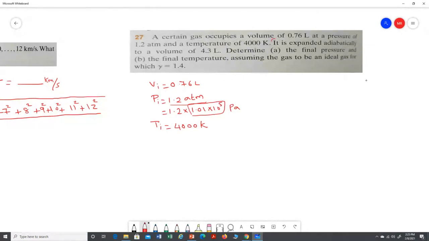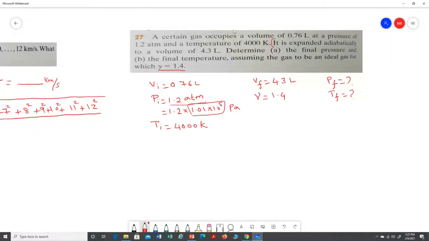Now, we have to read very carefully from here. What is given here? It is expanded adiabatically, and its volume is increased to 4.3 liters. So, what is your final volume, my dear? 4.3. Now, what are the things you are going to find? You are going to find the final pressure and the final temperature. Am I right? And then they give the information about gamma. The value for gamma is given as 1.4.